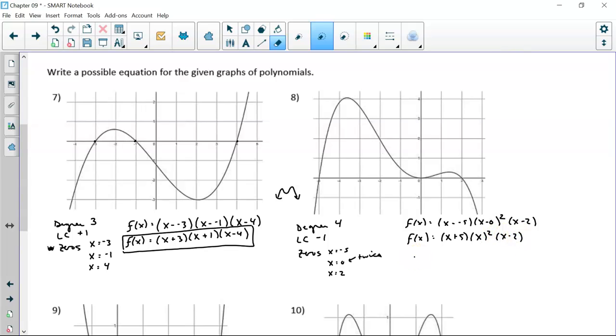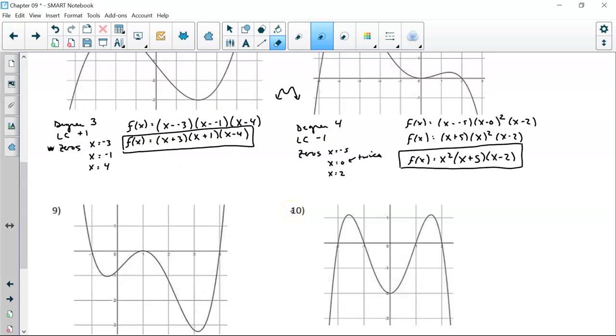And you'll commonly see this written as f of x equals x squared written first, then x plus 5, and then x minus 2. Order doesn't matter for multiplication, but you'll commonly see that single monomial at the front.